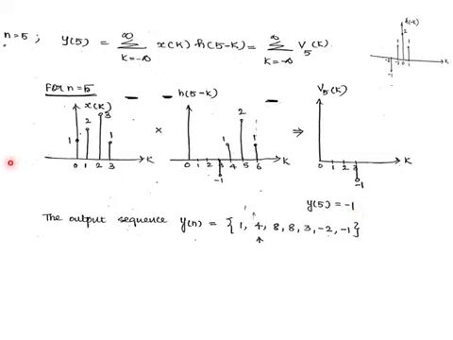Now we have determined all the sample values of y of n starting from n is equal to minus 1 to n is equal to 5. We have to take and write all these values, and also don't forget to indicate this origin. This sequence starts at n is equal to minus 1, so this sample represents the origin.